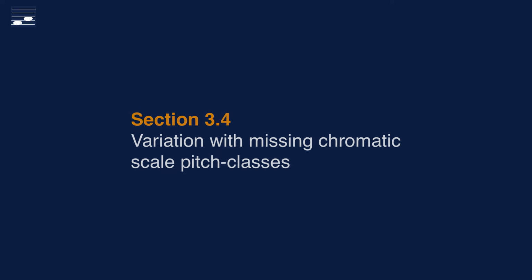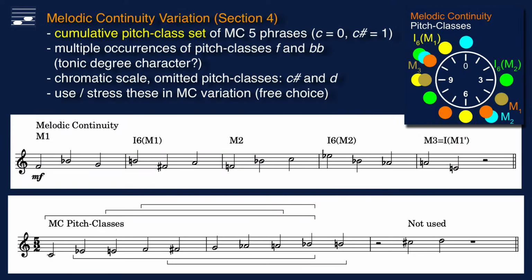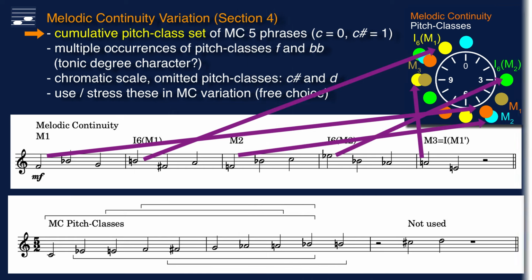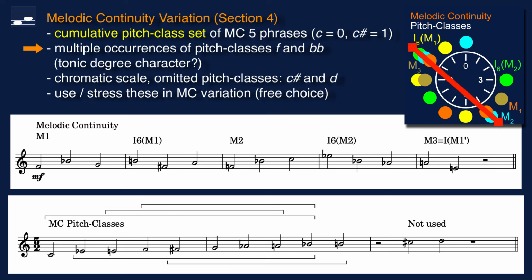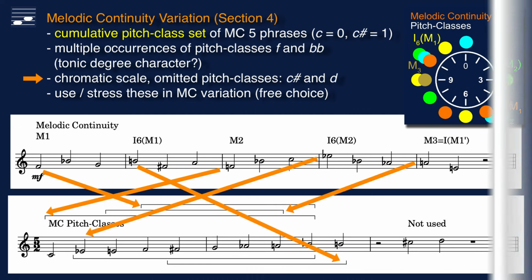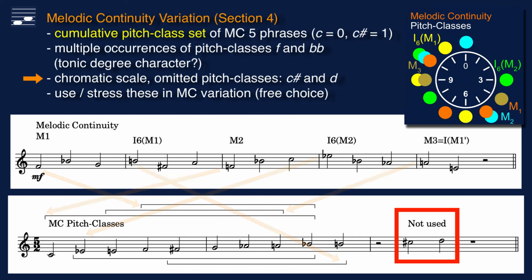In the next variation I used a fresh approach, by looking at the pitch class content in the 5 melodic continuity phrases. Inspect the mapping onto the chromatic scale pitch disc diagram, where pitch class C has number 0, C sharp number 1, and so forth. Notice the multiple occurrences of pitch classes F and B flat. Thus, these may seem to obtain a somewhat tonic degree character, which may be strengthened or denied by the rhythmic duration values overlay. I've done the same mapping on the lower staff. Note that 2 pitch classes from the chromatic scale are omitted, C sharp and D.